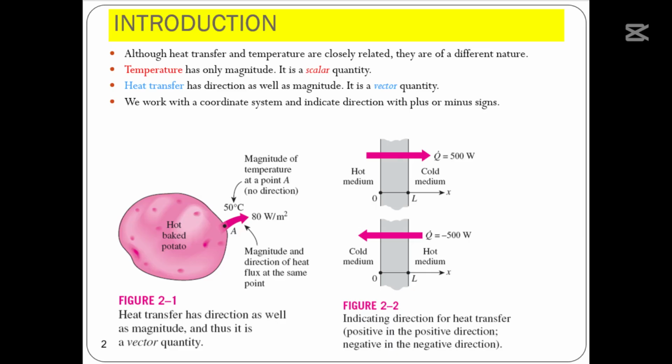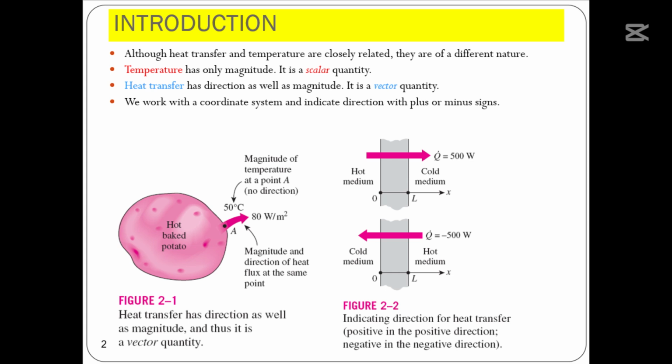First of all, temperature and heat are very closely related terms that we use in heat transfer systems. Temperature is a scalar quantity which just gives us the magnitude, and heat transfer is a vector quantity where we define both the magnitude and the direction. Here, the temperature is only 50 degrees centigrade, which gives only the magnitude, whereas the heat transfer has a direction outward from a baked potato.